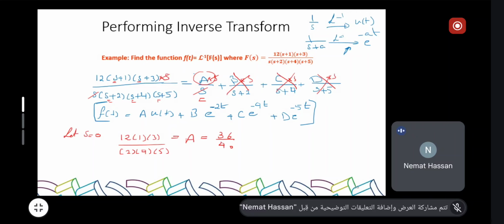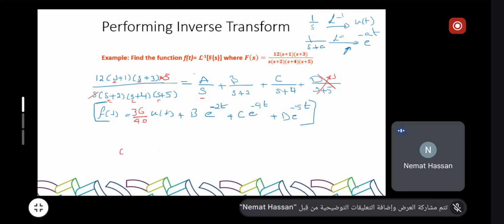Up till this point, are we clear? So we've already established that the value of A over here is actually equal to 36 over 40. Similarly, in a very similar manner, I can evaluate B, C, and D. So I'm going to do B, and I'll leave C and D for you to practice with.